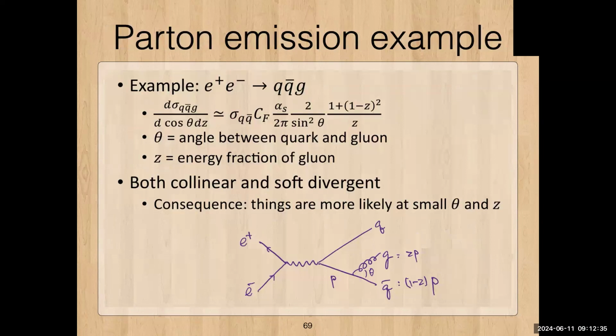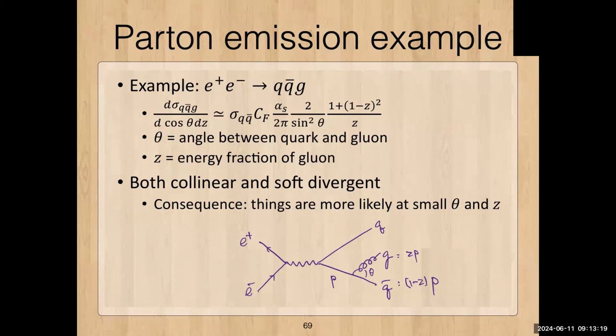To gain a little more insight, we can look at one example of a cross section. In this case, we're looking at e+e- to q q-bar g. The cross section can be roughly written in this form, and this is the dominant term. The three-particle cross section is roughly the two-particle cross section, the q q-bar part, times some extra term that describes the splitting. You'll notice there are two variables here: the splitting opening angle theta, and z, which is the momentum fraction carried by the softer gluon.